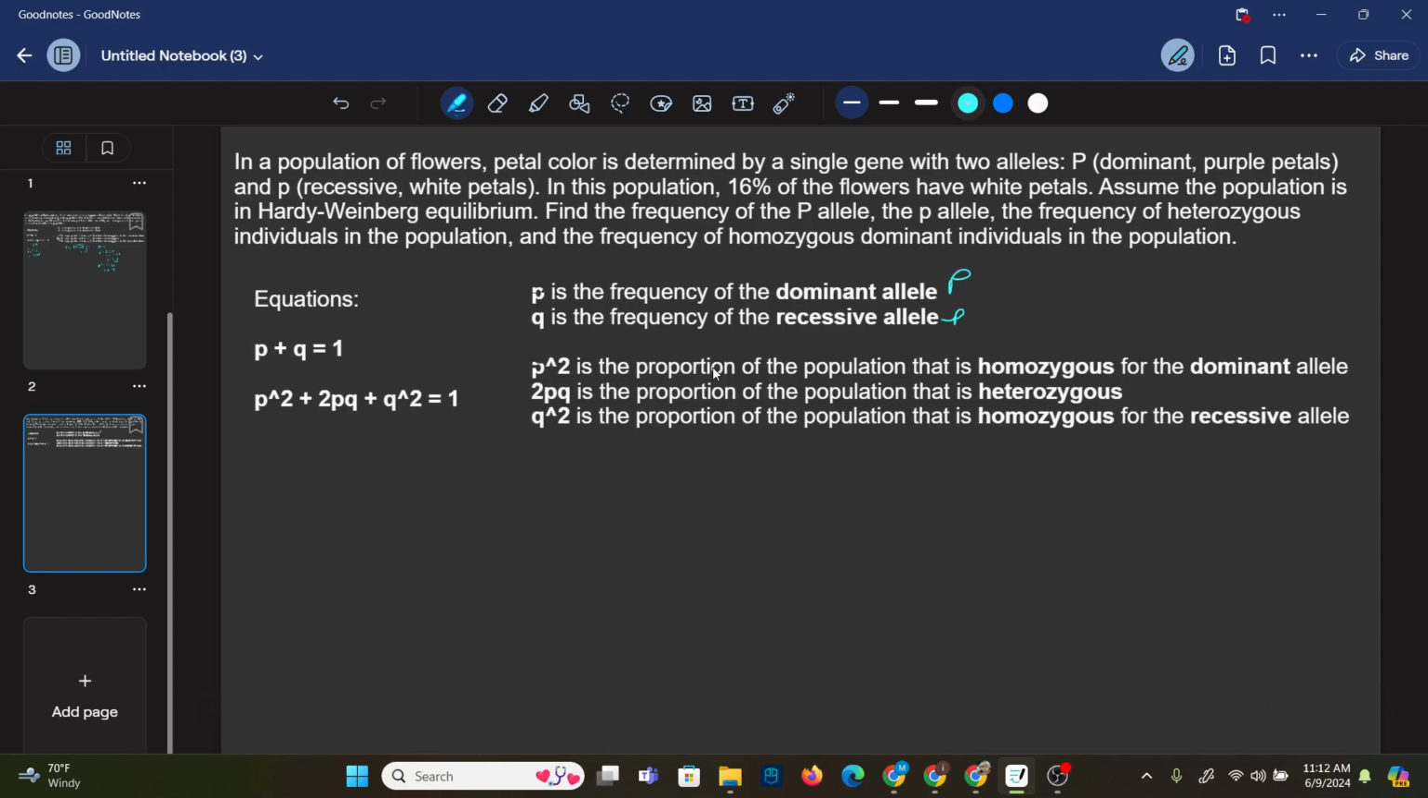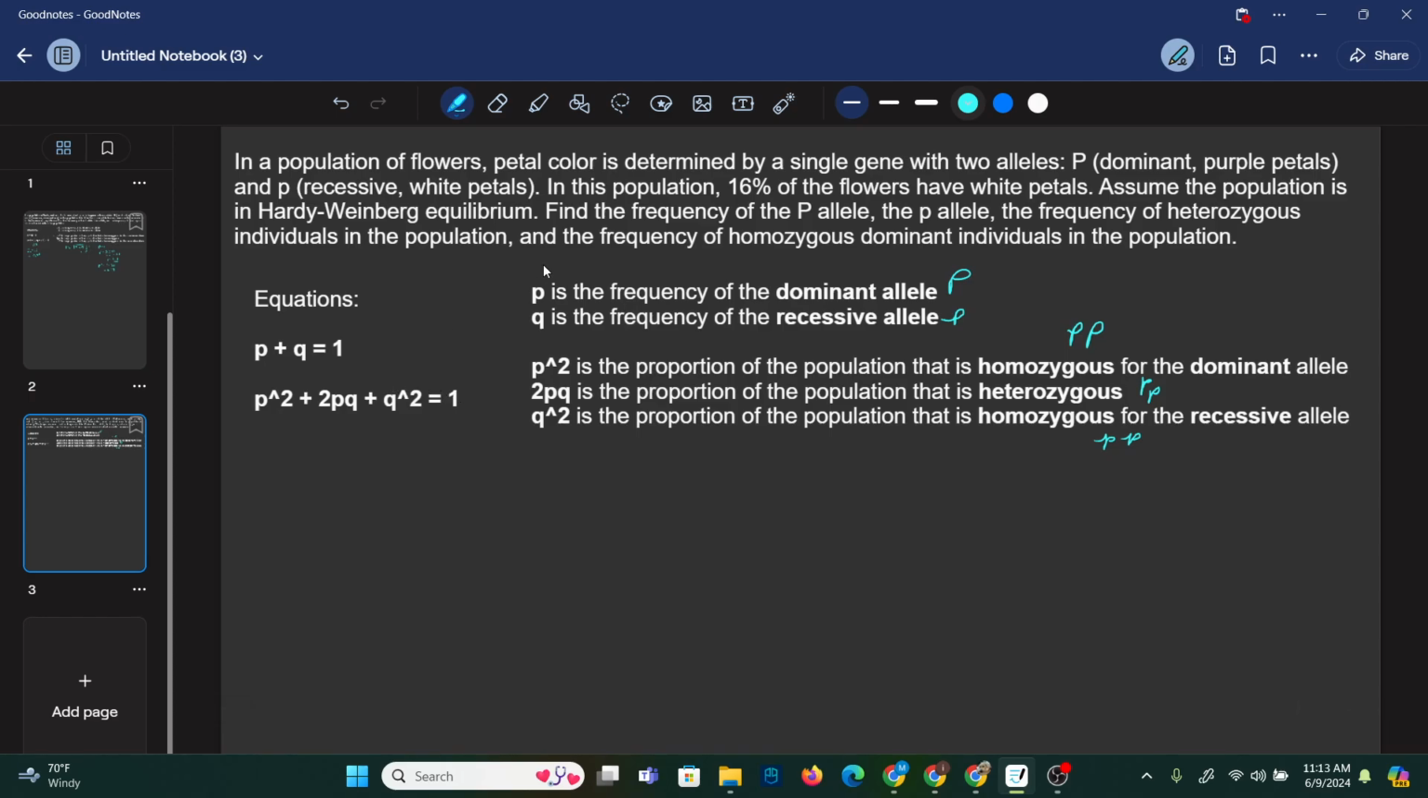P squared is the proportion of the population that is homozygous for the dominant allele, which is big P, big P. 2PQ is the proportion of the population that is heterozygous, which is big P, little p. And Q squared is the proportion of the population that is homozygous for the recessive allele, which is little p, little p.